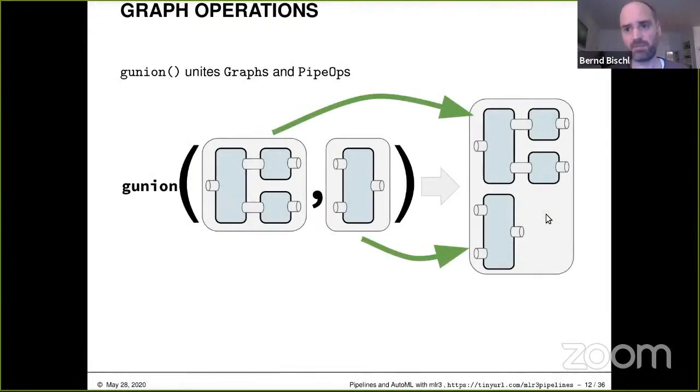There's also another very simple operator, which we call G-union for graph union, and that simply takes multiple graphs or multiple pipe operators and merges them to a single graph without doing any connection. Yeah?